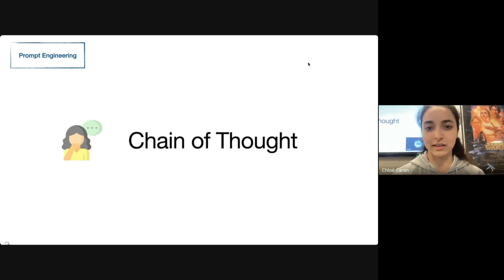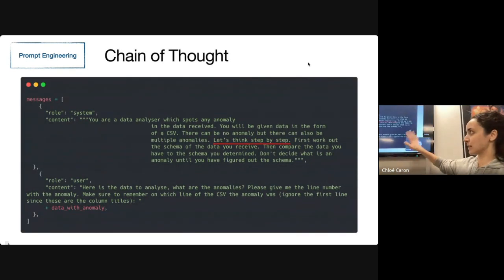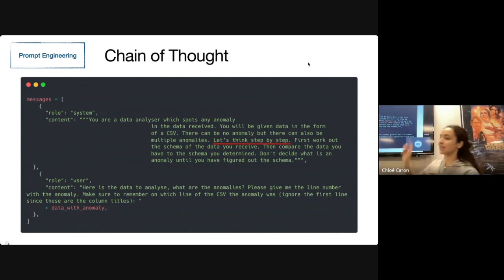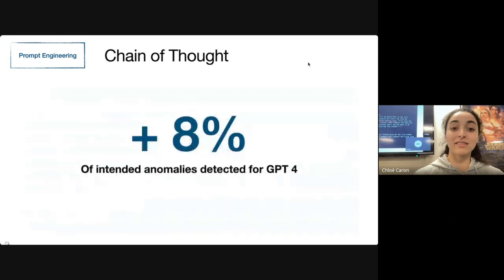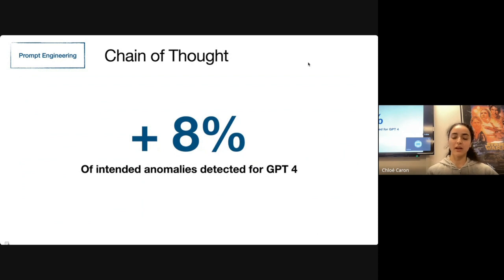So what does this actually look like concretely? There's a lot of text here. You don't have to read it all. The most important thing is this part here where it says, let's think step by step. So by making the model slow down its thinking, you're getting it to think twice before it actually gives you a response. And that gives it a little boost. So instead of 32%, it actually pushed it up by 8% of detection of intended anomalies. So not too bad, doing pretty good, but not yet good enough.